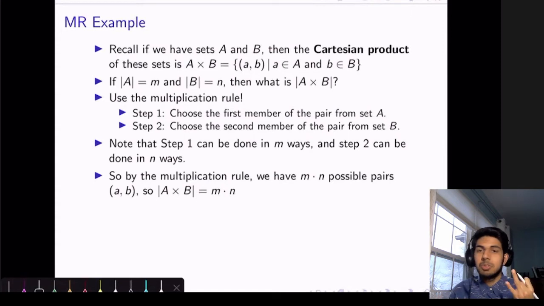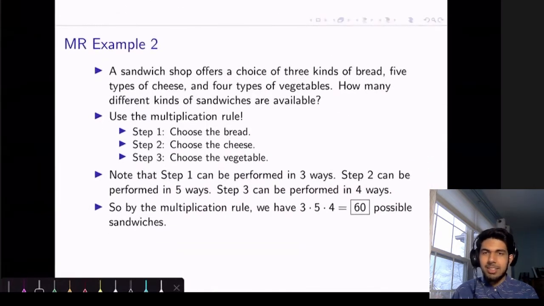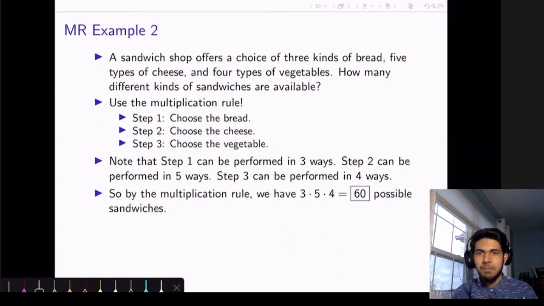So a simple two-step procedure, but we broke down the procedure into those steps and then figured out in how many ways we can perform each of those steps and then just simply multiplied them. So a really simple process here. Let's take a look at a slightly more complex example.